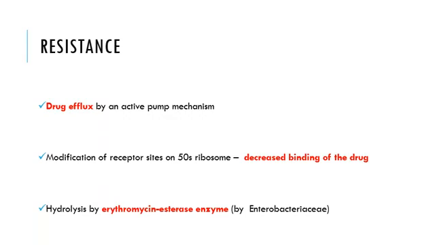Mechanism of development of resistance. First one is drug efflux by an active pump mechanism. Second is modification of receptor sites on the 50S ribosome, which leads to decreased binding of the drug. And third is hydrolysis by erythromycin esterase enzyme, which is produced by enterobacteria.